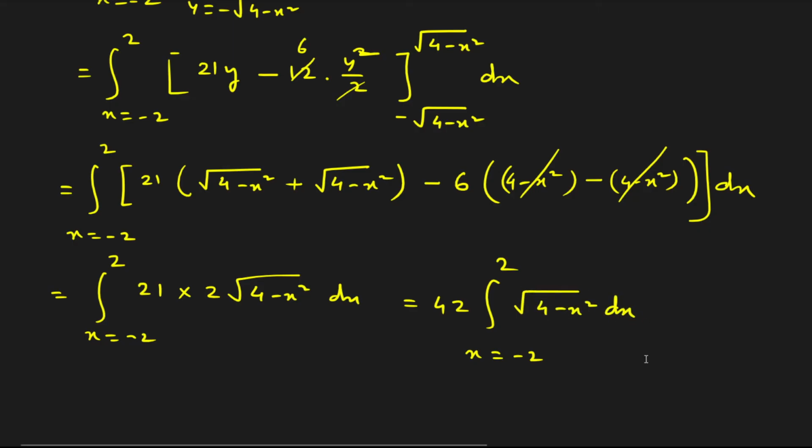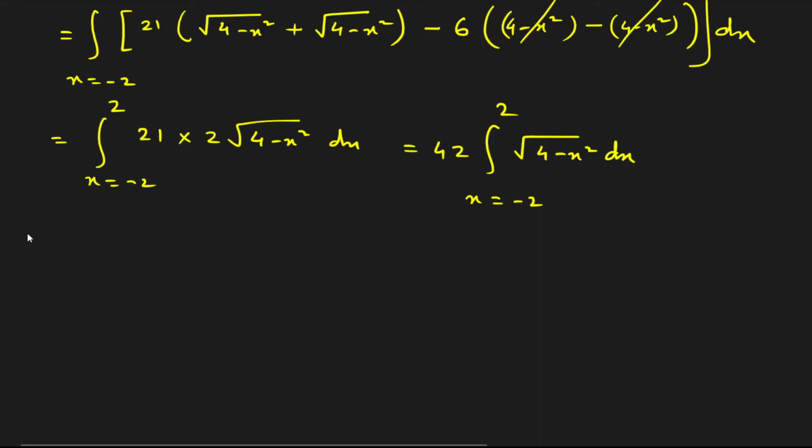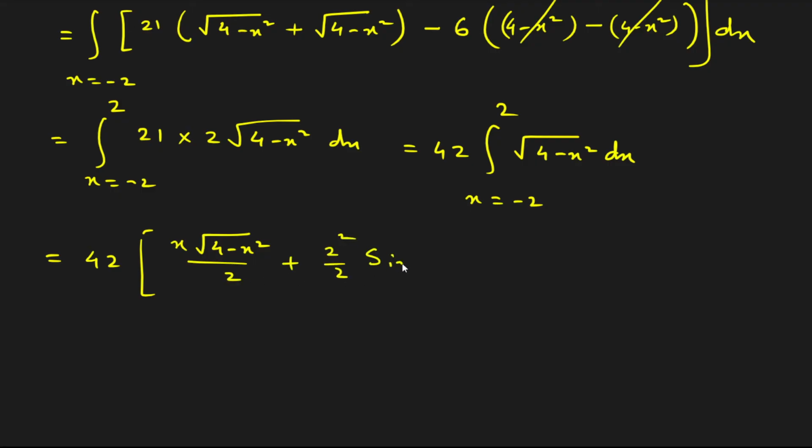So there is one formula now, root over a square minus x square. So that formula we have to use now. It's a little bit big. So it's x into root over 4 minus x square by 2 plus a square by 2 sine inverse x by a. So our a is 2 here, between the limit minus 2 to 2.